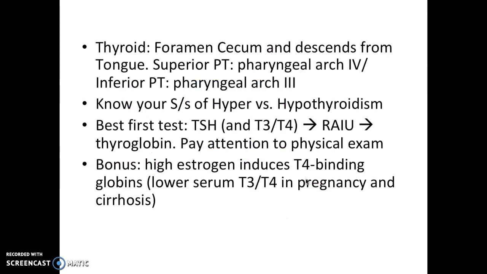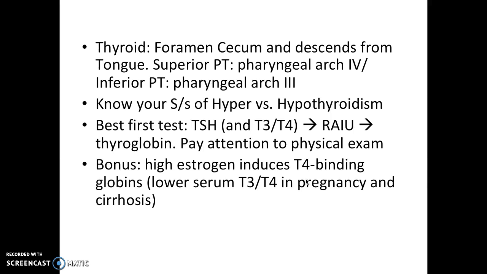So to kind of recap, we have the foramen cecum that lives under the tongue. It descends all the way down and becomes the thyroid. Otherwise, you get that thyroglossal cyst. We talked about how there's those pharyngeal arches, where the 4th pharyngeal arch will become the inferior parathyroid gland, and the 3rd pharyngeal arch will become the superior. Oh, see, I got it mixed up. The superior parathyroid comes from the 4th, and the inferior comes from the 3rd.